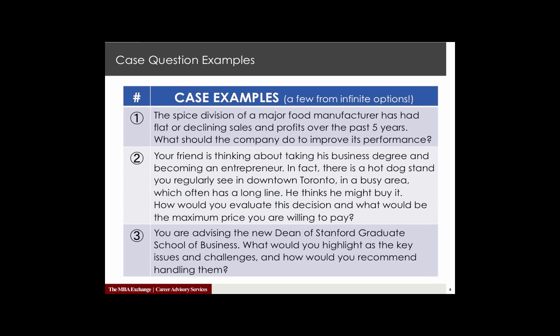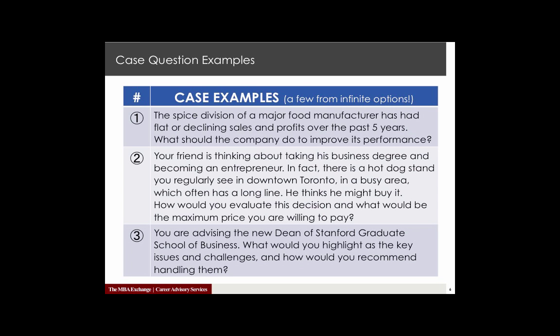Here are just a couple of examples of a number of questions that could be asked, but I've picked out three. There's certainly an infinite set of options, but for example, what would a spice division of a major food manufacturer do if they've had flat or declining sales and profits over the past 5 years? What should the company do to improve its performance?